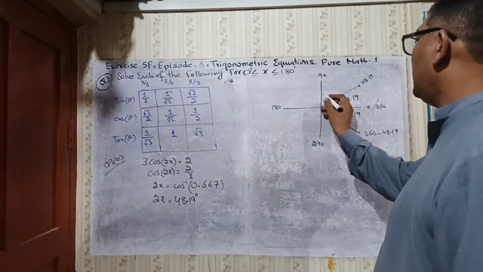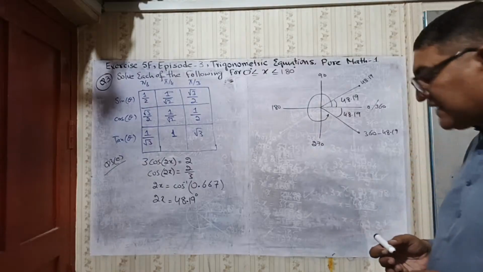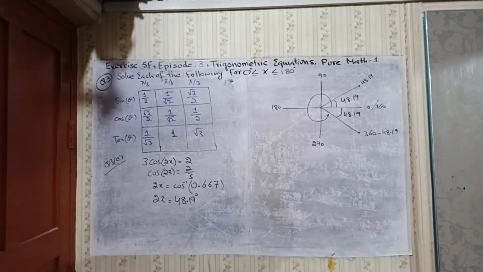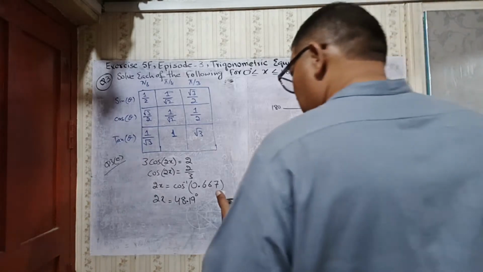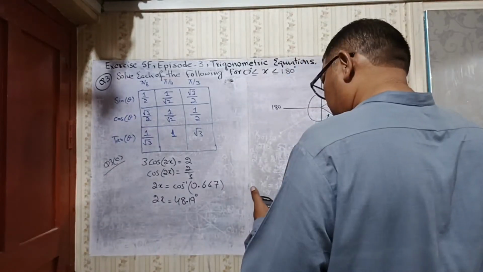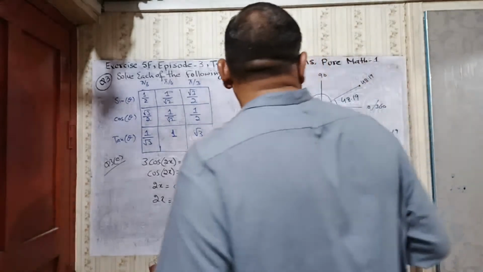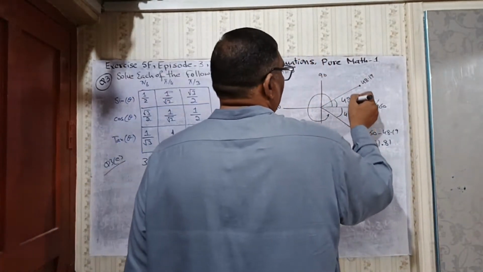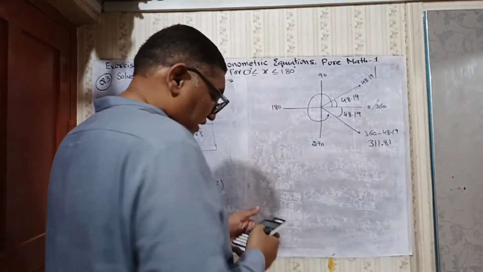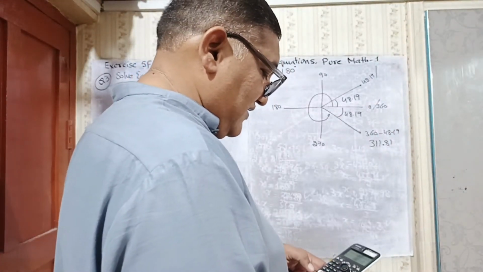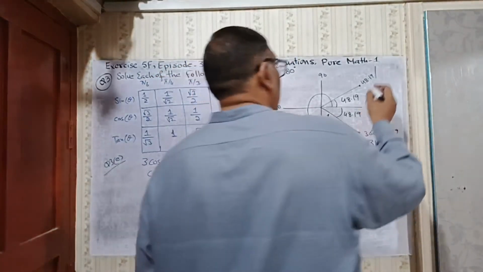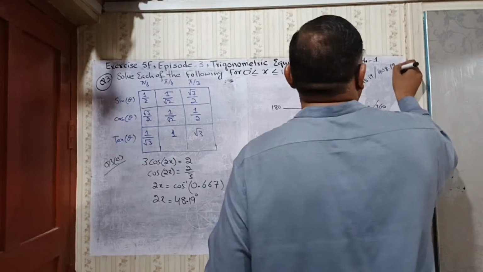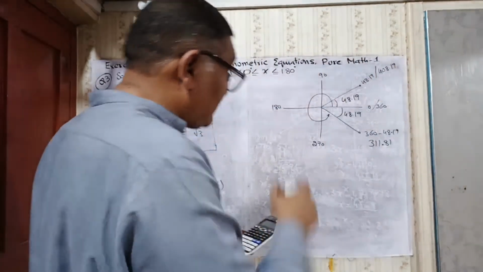In the first quadrant, this value is 48.19, but this value will be 360 minus 48.19. So this angle will be 360 minus 48.19, which is 311.81. You can also take a complete round and then go further. So 48.19 plus 360 is 408.19. But when you divide it, it will be more than 180, so we will neglect that.